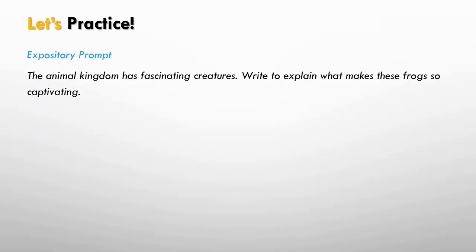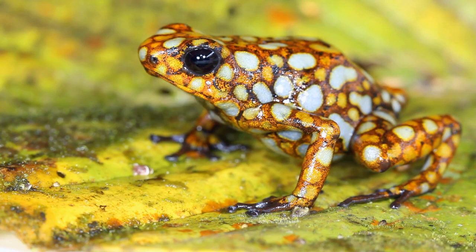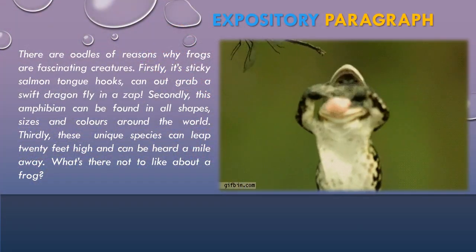It's now time to respond to your second prompt. The animal kingdom has fascinating creatures. Write to explain what makes these frogs so captivating. Take another 10 minutes to write your paragraph. Pause and start writing. When you are done, press play. Here is a response to the prompt.